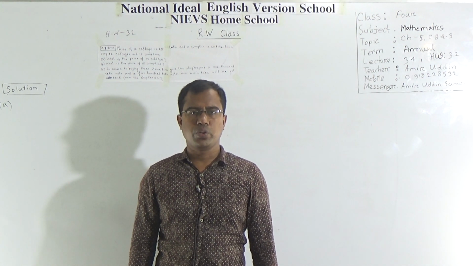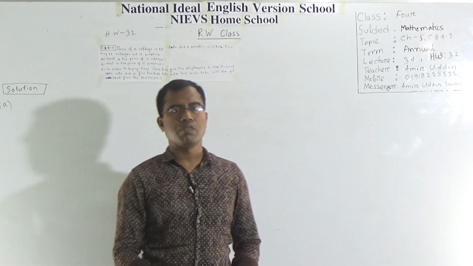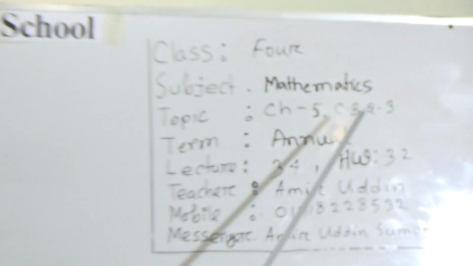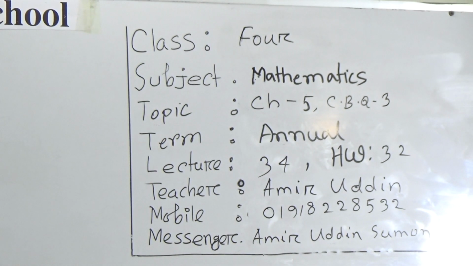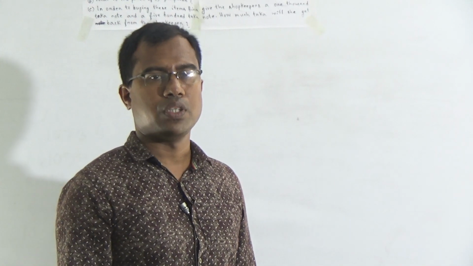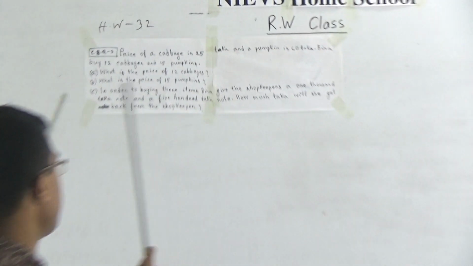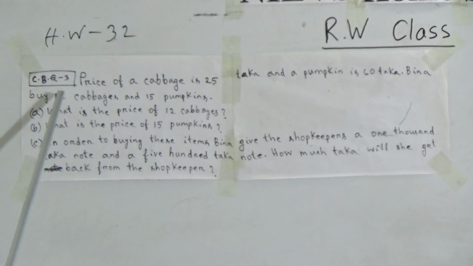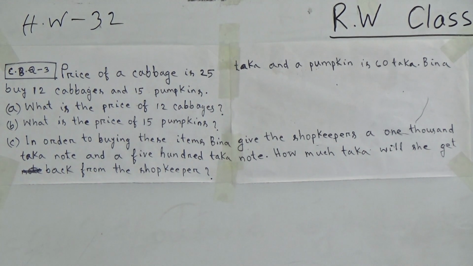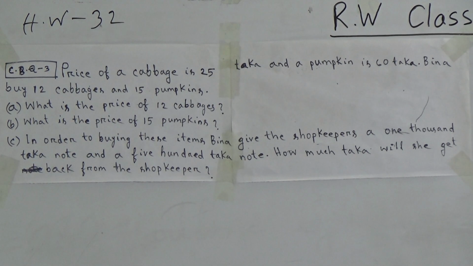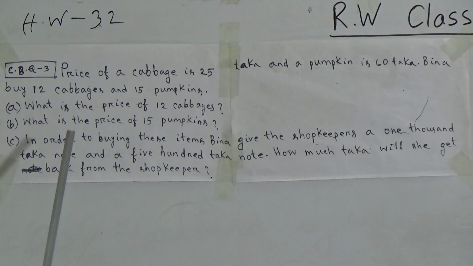My dear students, today I am going to take a math class for the students of class 4, and today's topic is chapter 5 C.B.Q 3. Dear students, it is RW class for you. You have already had a few classes related to this chapter. Today we will solve one C.B.Q from this chapter, C.B.Q number 3. At first, I am reading the question, and I told you to hear the question carefully.